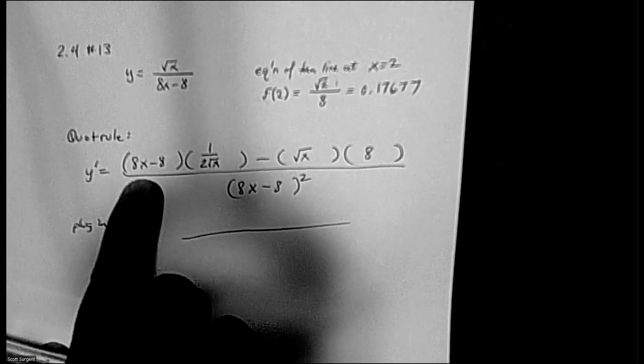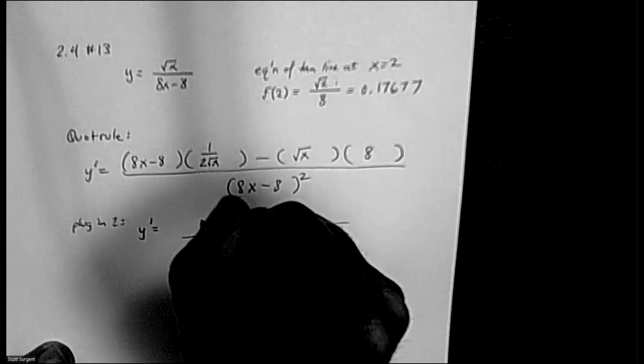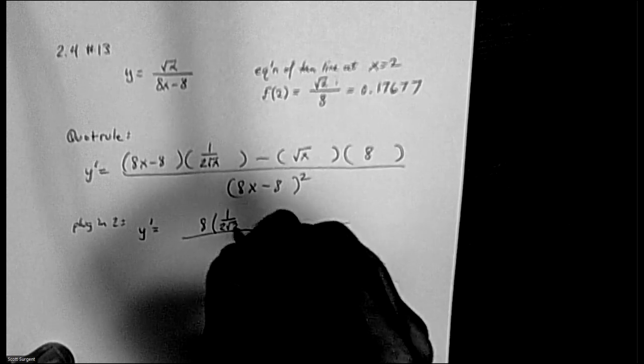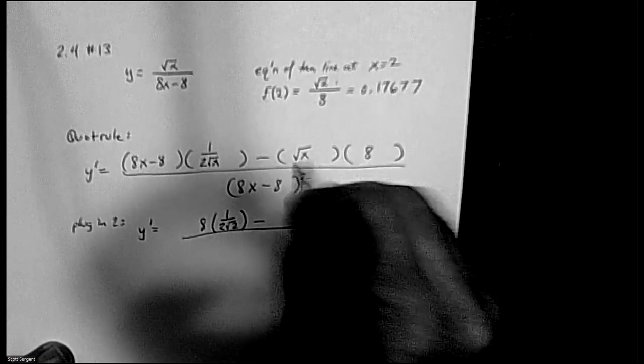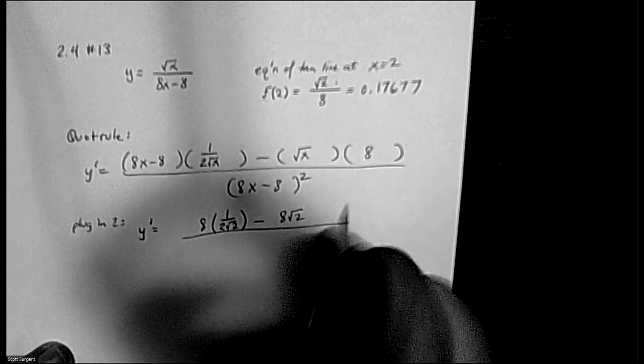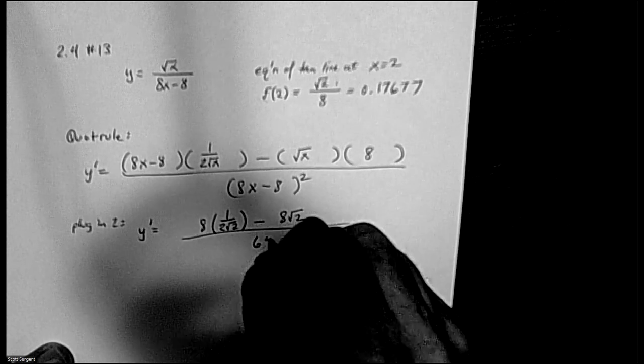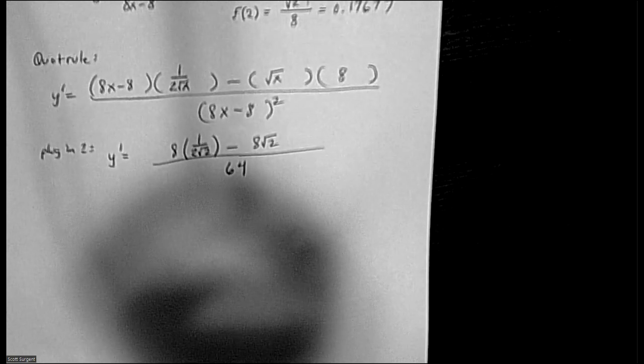We're going to get 16 minus 8 is 8. 1 over 2 rad 2. Then we have 8 rad 2. And on the bottom, we have 8 squared, which is 64. And you can see how ugly it is, right? So I'm going to work this out on my calculator right now.